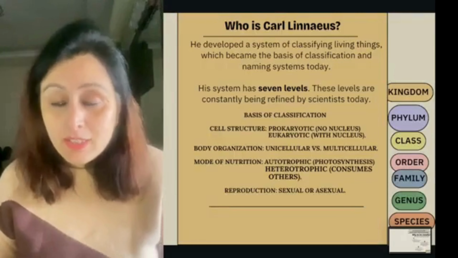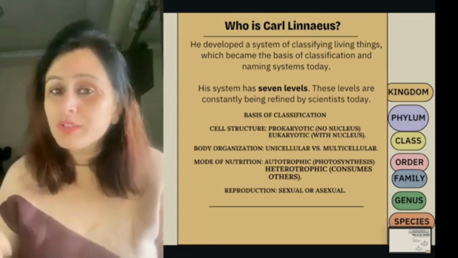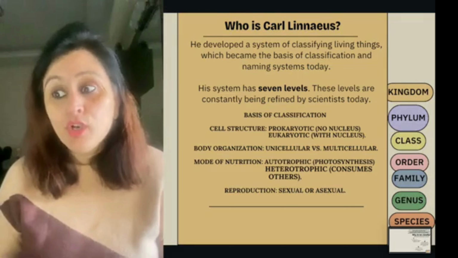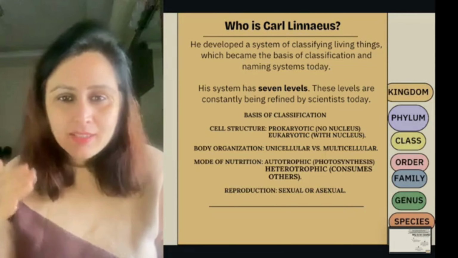Now, Carl Linnaeus. Who is Carl Linnaeus? He was the one who made the effort to segregate them or to classify them into certain levels.